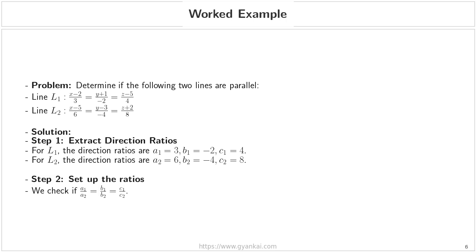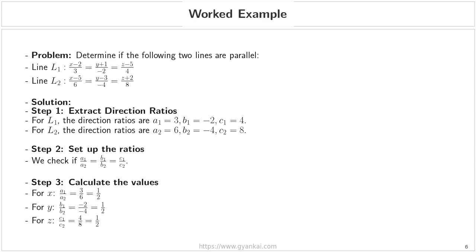Step 2, we set up our ratios to check for proportionality. We are going to check if a sub 1 over a sub 2 equals b sub 1 over b sub 2, which equals c sub 1 over c sub 2. Step 3, let's calculate the actual values for each component.